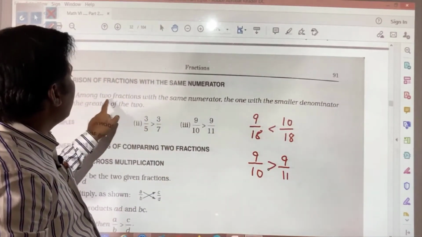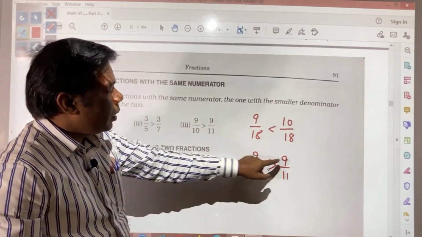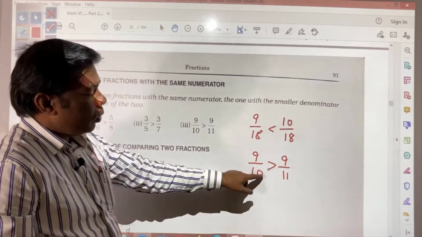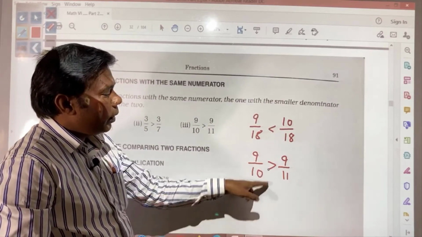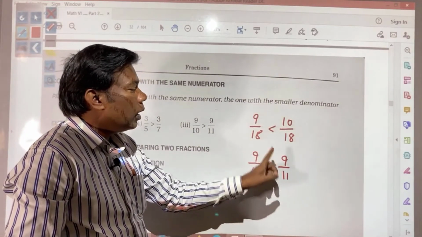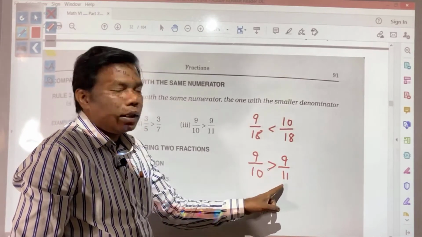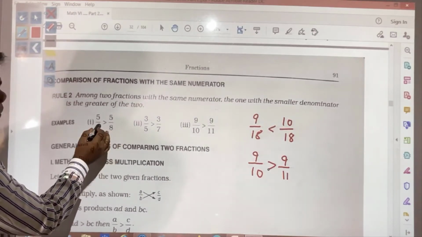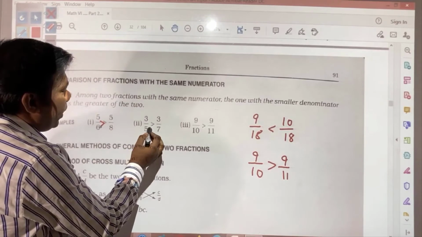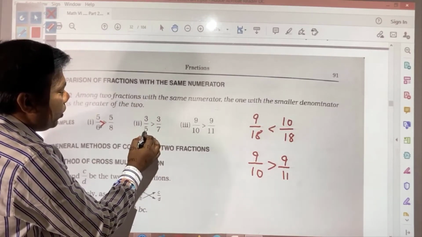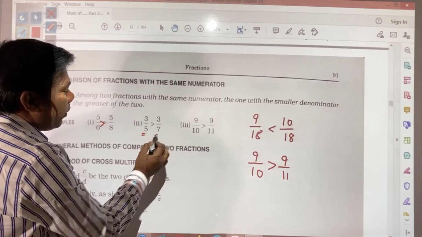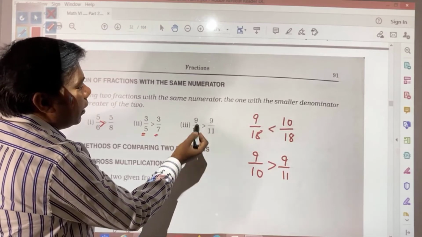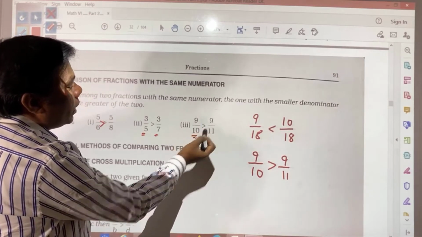Here you see, among two fractions with the same numerator, the one with the smaller denominator is the greater of the two. So the fraction with the smaller denominator will be greater than the fraction with the greater denominator. Here you see 5 by 6 and 5 by 8, so 5 by 6 will be greater. 3 by 5 and 3 by 7, 3 by 5 will be greater because 5 is smaller than 7. 9 by 10 and 9 by 11, 10 is smaller than 11, that's why 9 by 10 will be greater than 9 by 11.